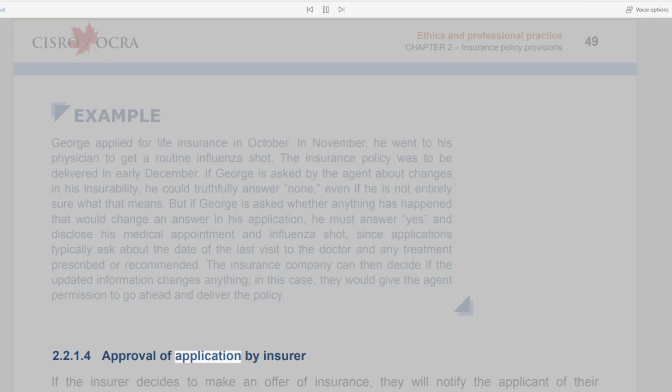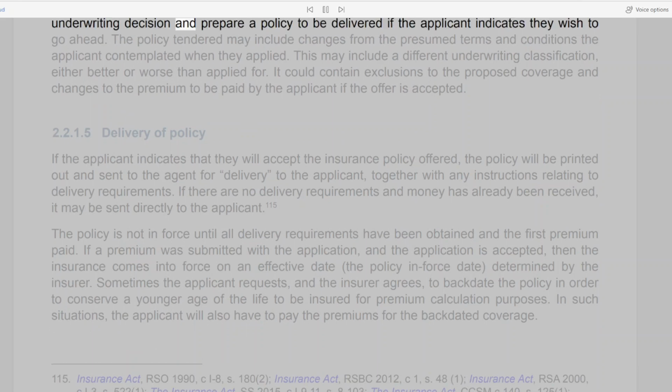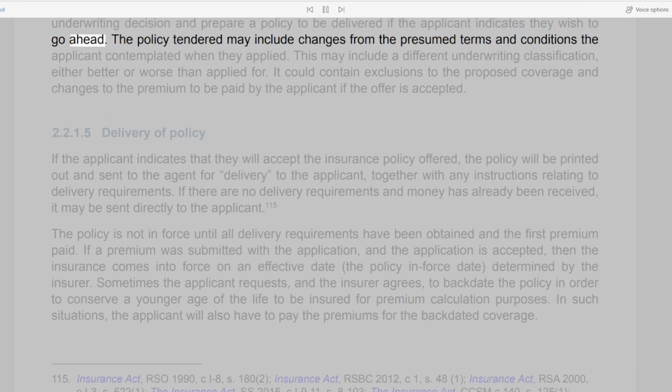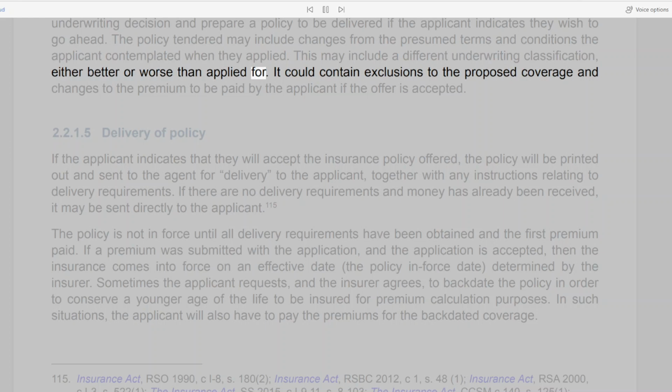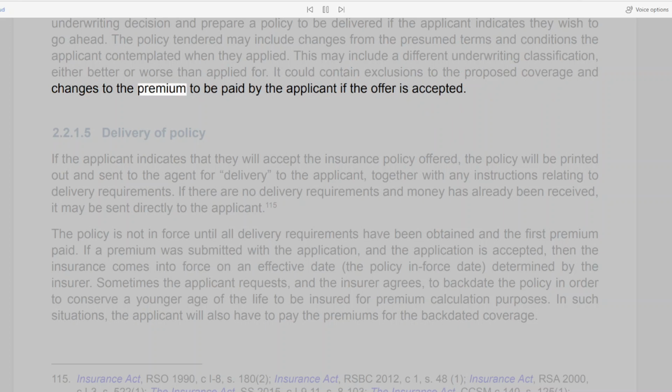2.2.1.4 Approval of application by insurer. If the insurer decides to make an offer of insurance, they will notify the applicant of their underwriting decision and prepare a policy to be delivered if the applicant indicates they wish to go ahead. The policy tendered may include changes from the presumed terms and conditions the applicant contemplated when they applied. This may include a different underwriting classification, either better or worse than applied for. It could contain exclusions to the proposed coverage and changes to the premium to be paid by the applicant if the offer is accepted.